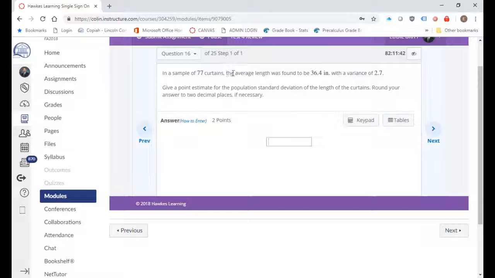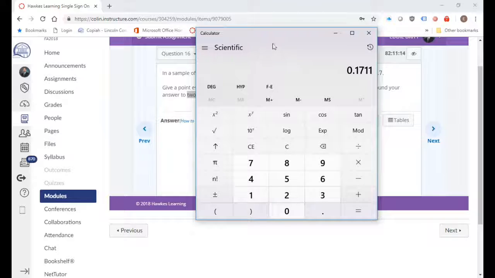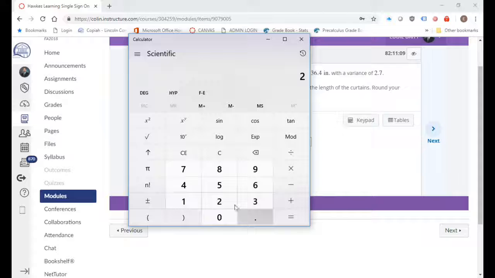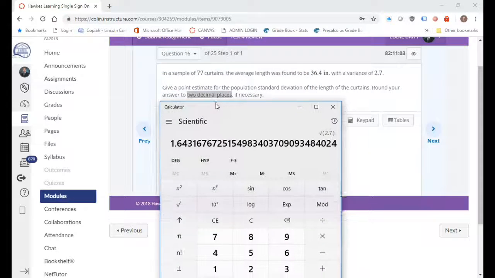Okay, in a sample of 77 curtains, the average length was found to be 36.4 inches with a variance of 2.7. Give a good point estimate for the population standard deviation. Here's the variance. It's 2.7. So if we want the population standard deviation, we take the square root. That's all we have to go on, is that 2.7. All right, so I will say the square root of 2.7, and that will be my answer. All right, and it says to round to 2 places.